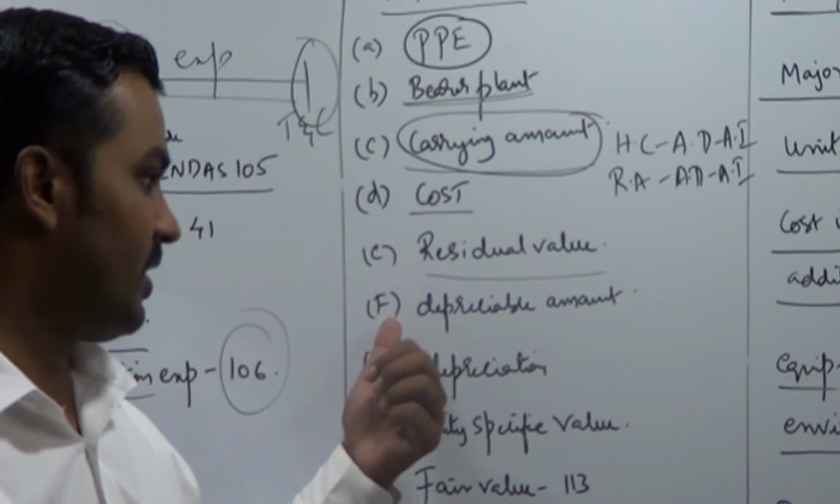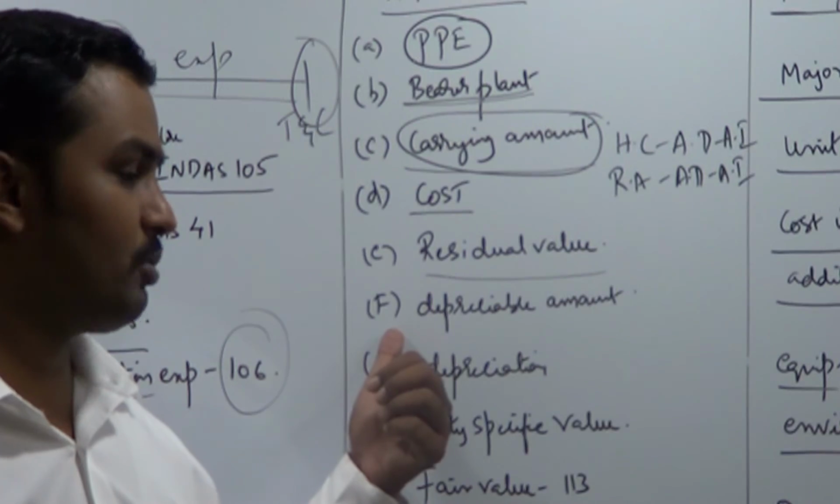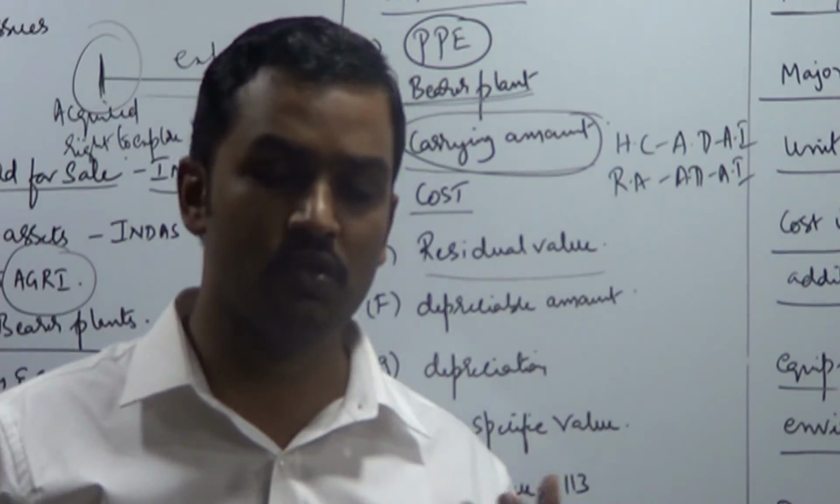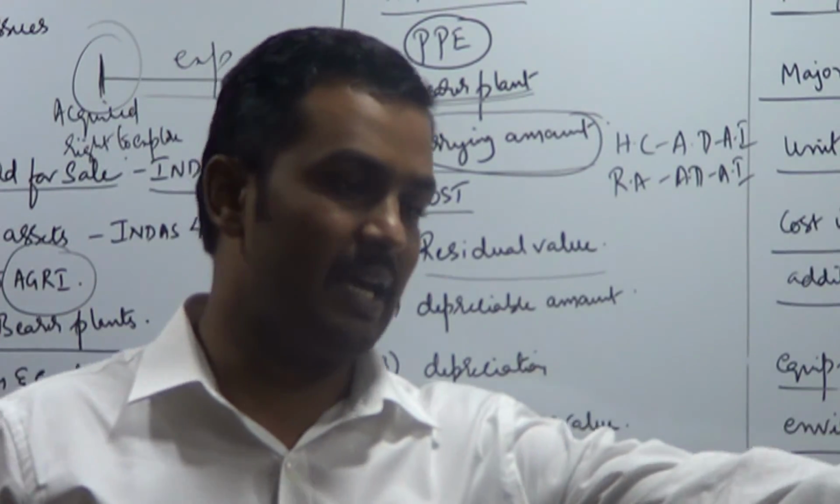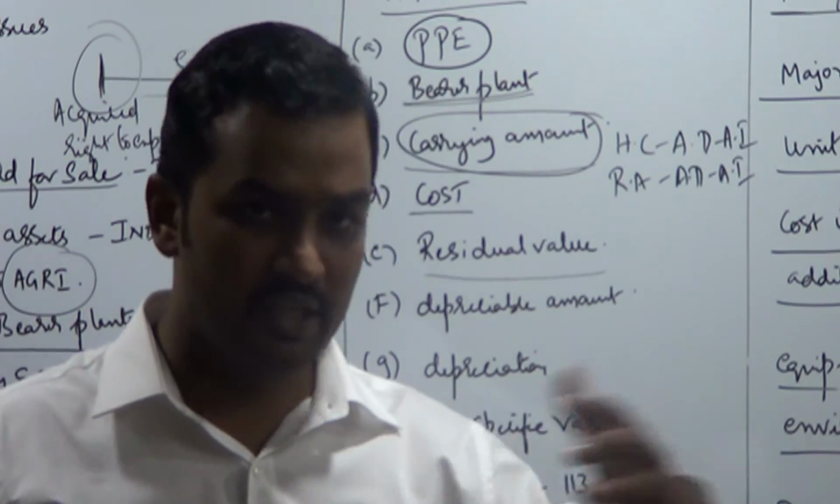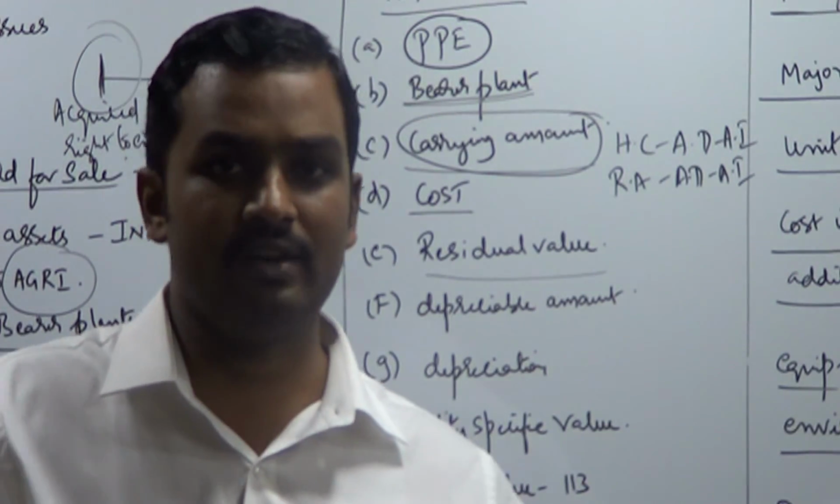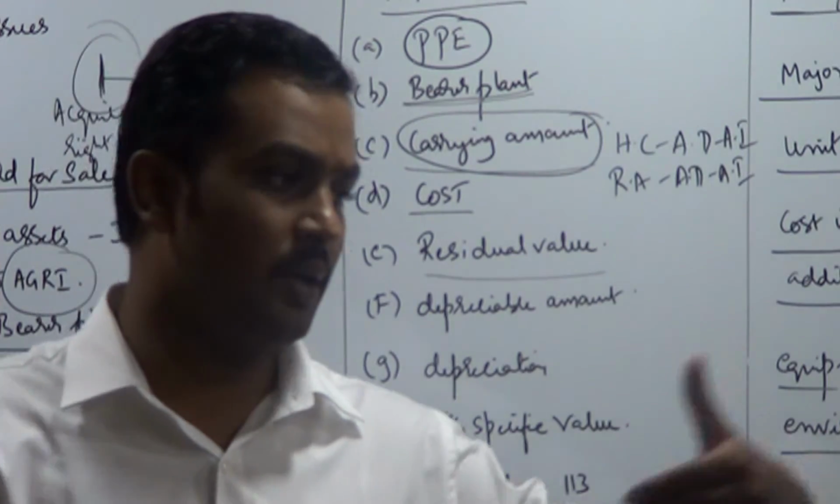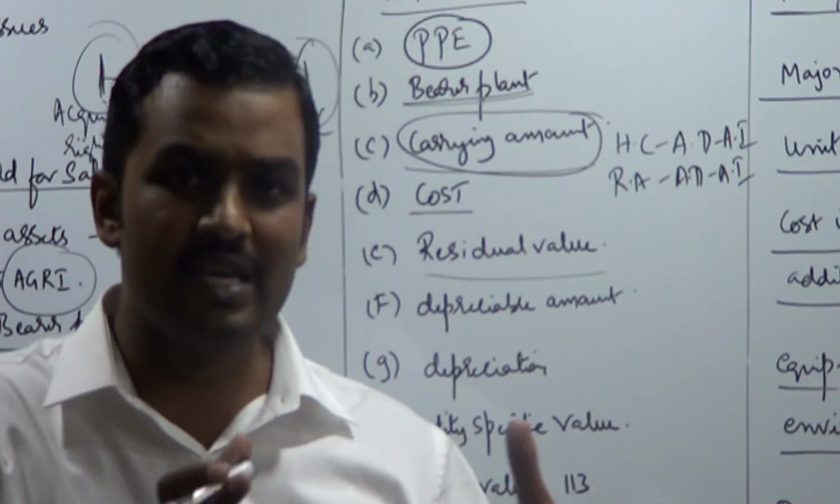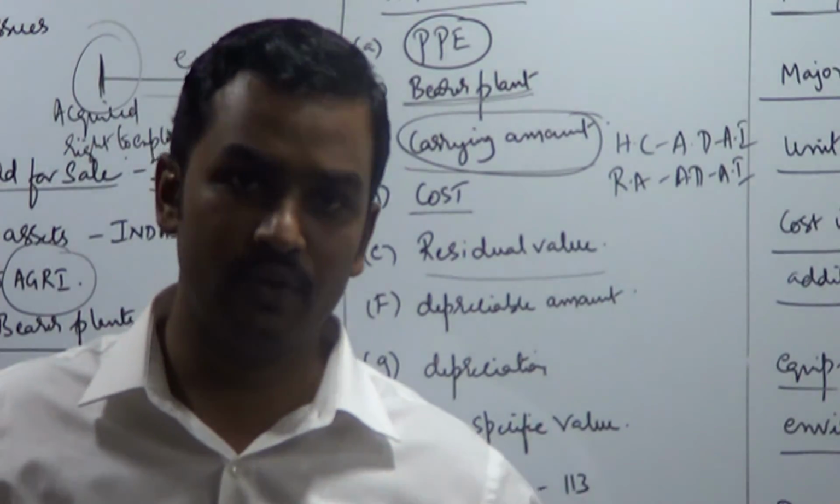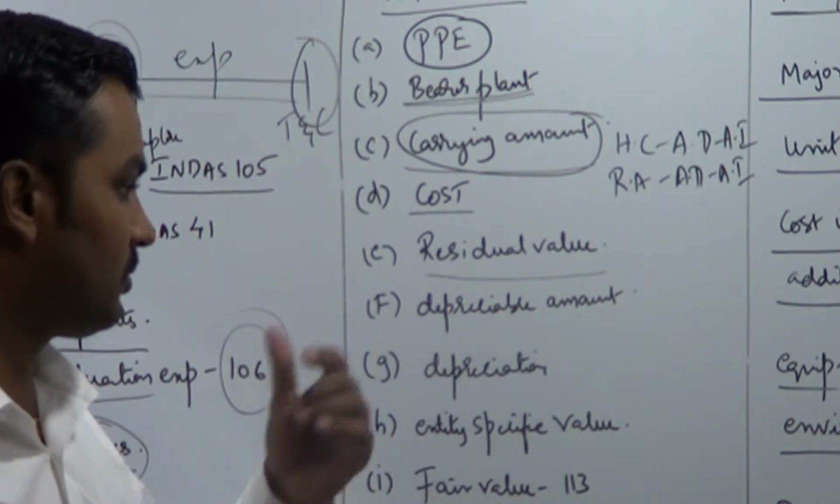Next, depreciable amount. What is depreciable amount? Depreciable amount is cost minus expected residual value. That is the amount which I have to write off over the useful life of the asset. Or revalued amount minus residual value. This is the amount which I have to write off over the useful life of the asset. That is called the depreciable amount.